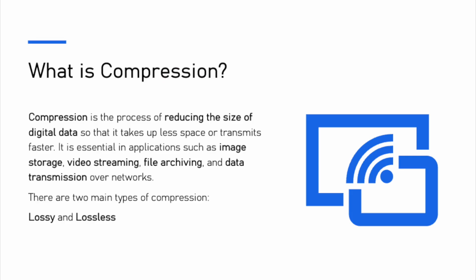So let's look at what compression actually is. Compression is the process of reducing the size of digital data so it takes up less space or transmits faster. It is essential in applications such as image storage, video streaming, file archiving, and data transmission over networks. And there are two main types of compression, lossy and lossless.